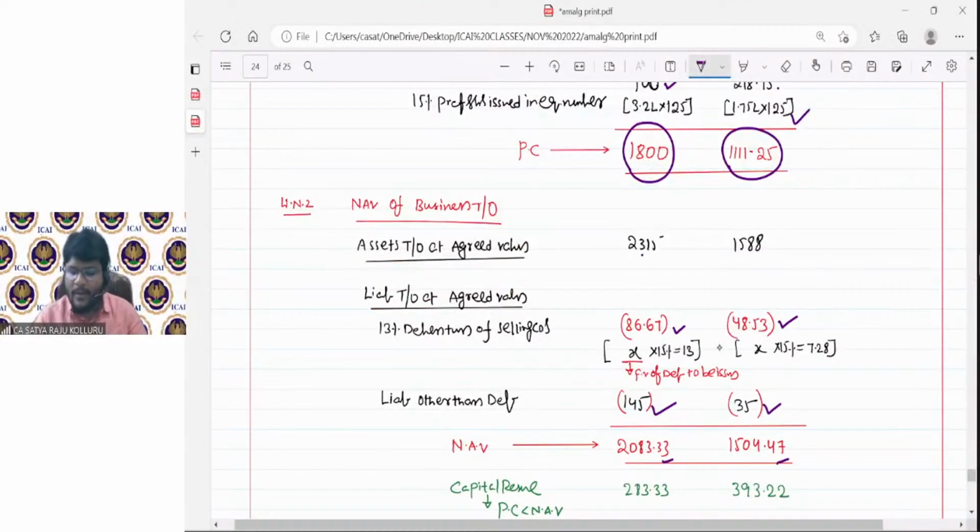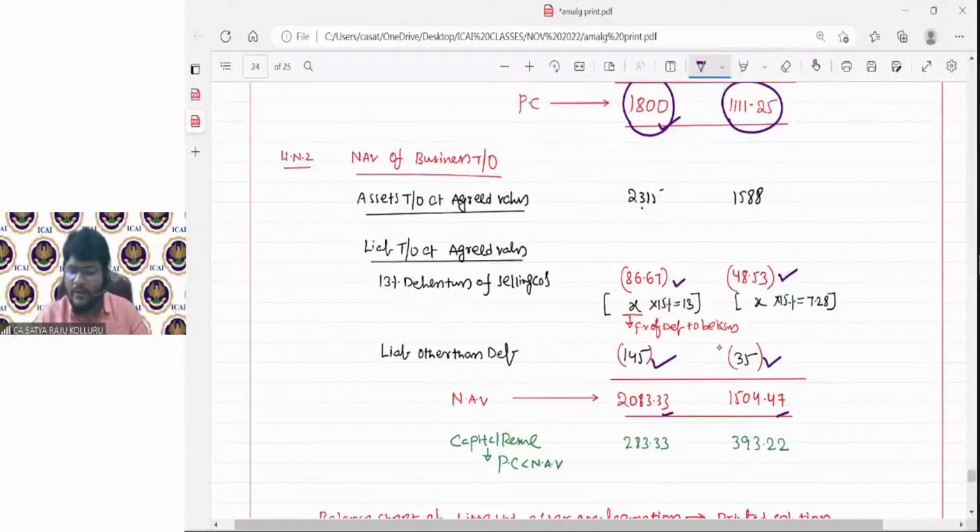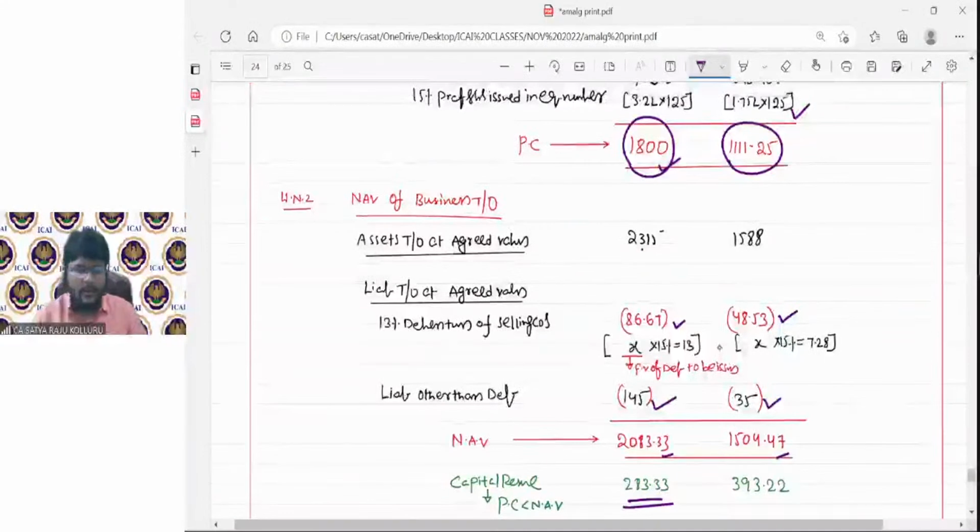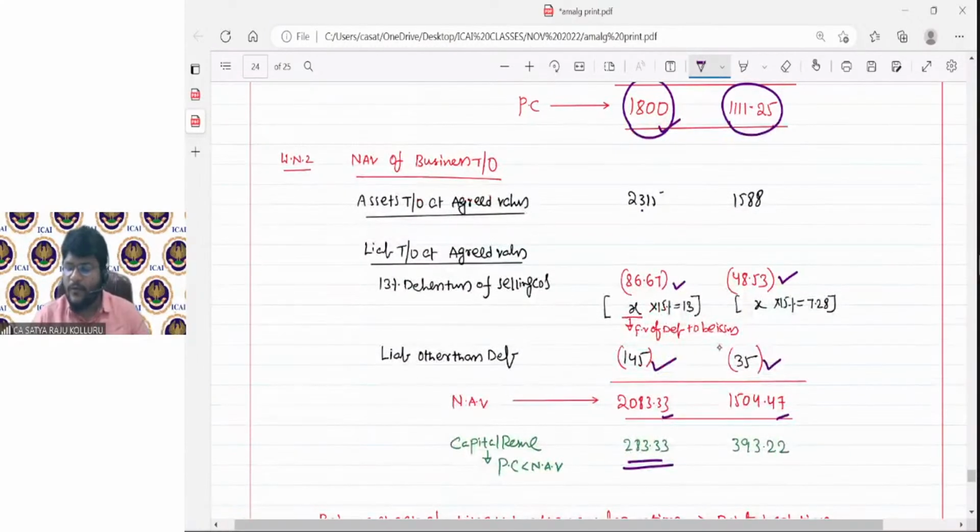Now you can compare PC with NAV. PC is 1800. NAV is 2083.33. Now PC is less than NAV, which is a capital reserve situation. Next, come here. PC is 1111.25 and the NAV is 1504.47. Now again the situation is PC less than NAV, which is capital reserve.